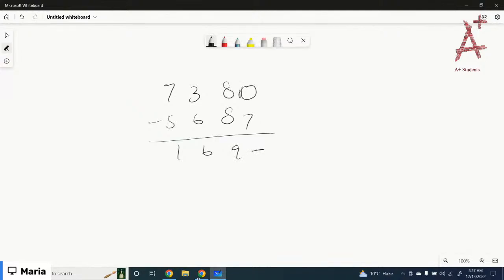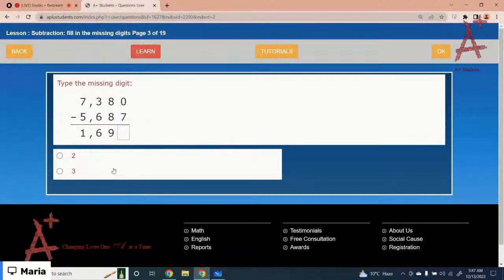You have to subtract 0 out of 7. That means you have to borrow 1. It would be 10 subtract 7. So 10 subtract 7 is 3. Got it? So the missing number is 3. So just select the correct option, then click on the OK button. Got it?